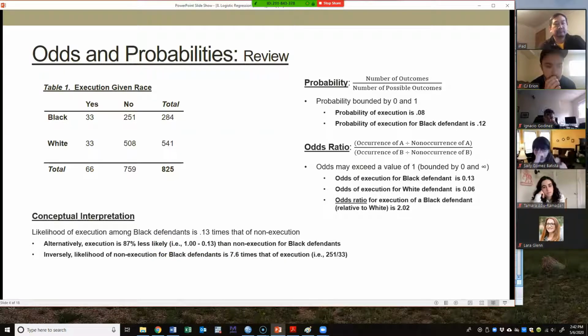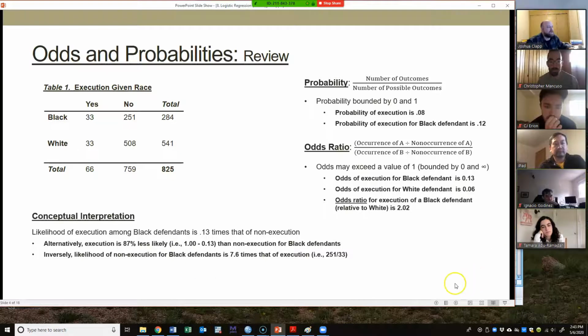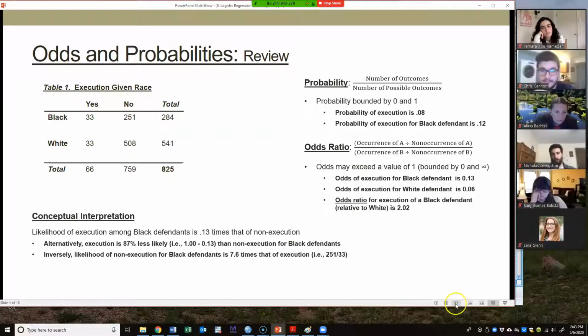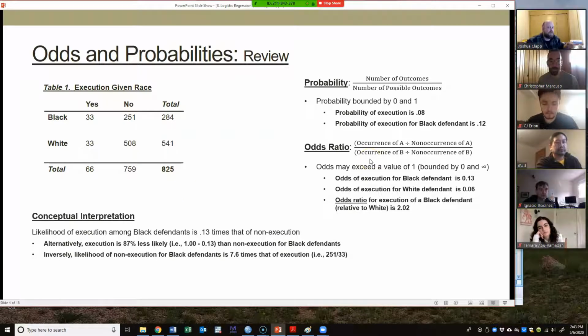So if I say the likelihood of execution among black defendants is 0.13 times that of non-execution, who immediately understands that as a meaningful metric? Yeah, me neither, right? But if we manipulate that around, and I say execution is 87% less likely than non-execution, who does that ring a bell for? It's just more intuitive in terms of understanding what's happening, okay? So do people see how we can flip this around?